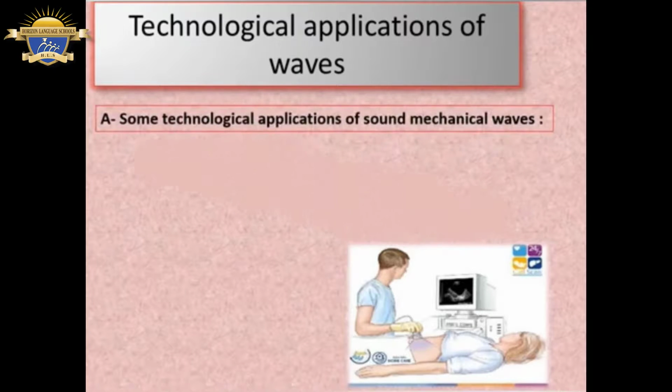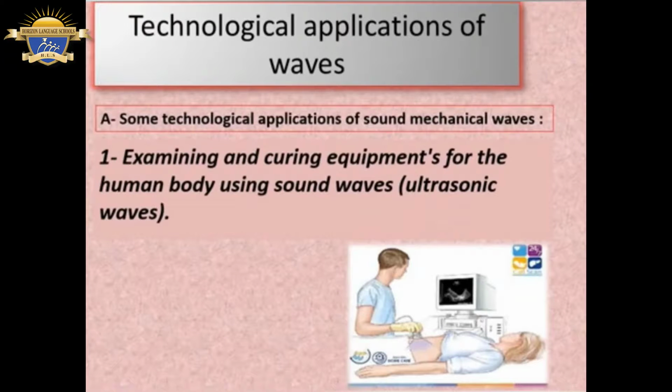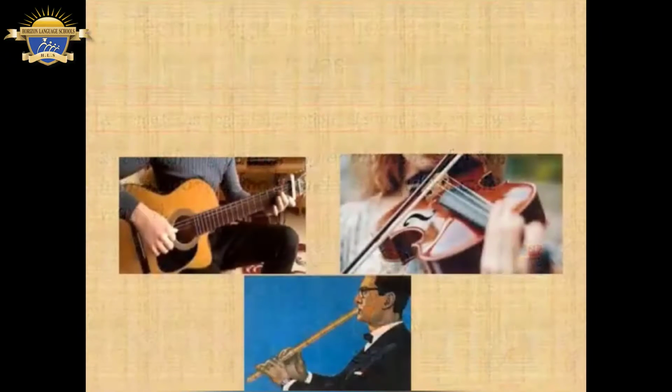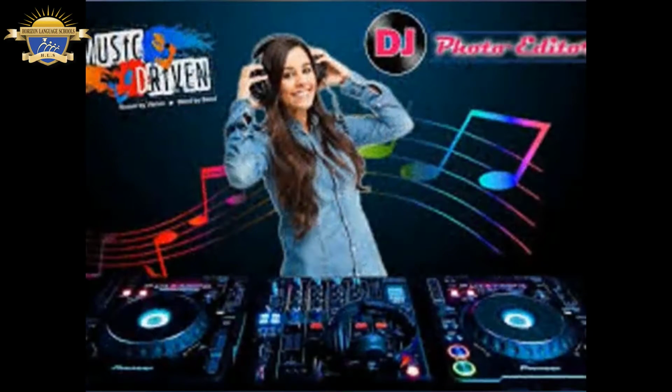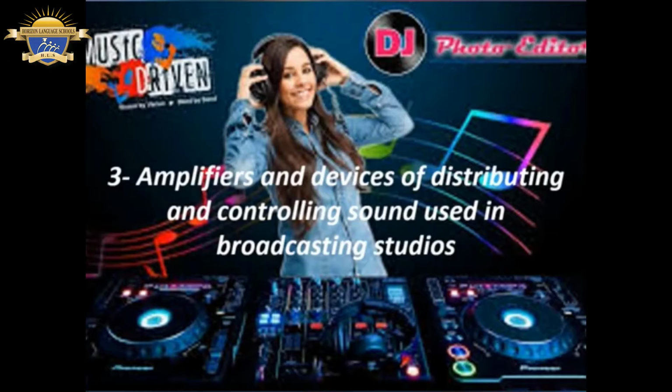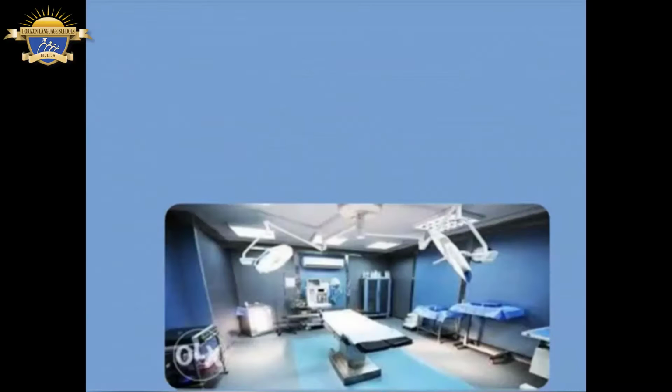Some technological applications of mechanical sound waves. Number 1, examining and curing equipment for the human body using sound waves, which are ultrasonic waves. Number 2, musical instruments. Number 1, stringed musical instruments such as the violin, the lute, and the guitar. Number 2, pneumatic musical instruments such as the flute and reed pipe, as in the figure. Number 3, amplifiers and devices for distributing and controlling sound used in broadcasting studios.